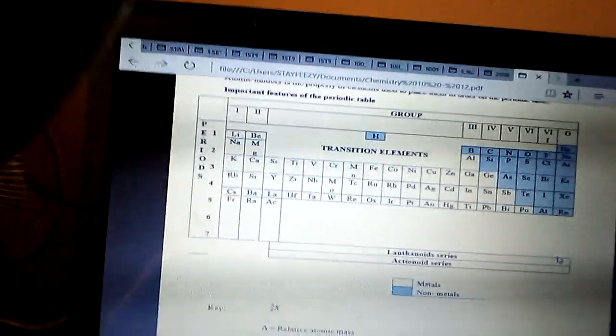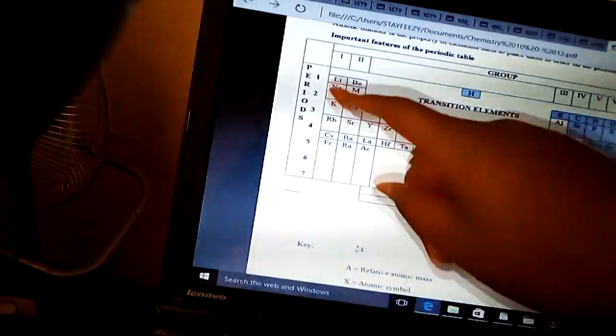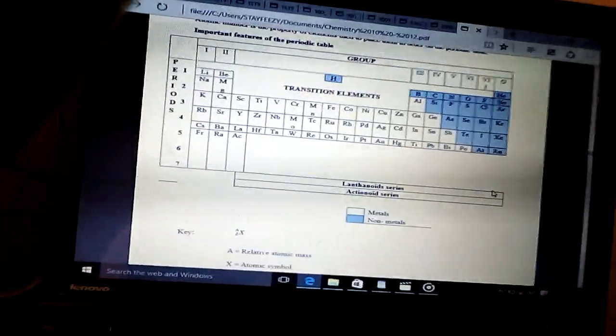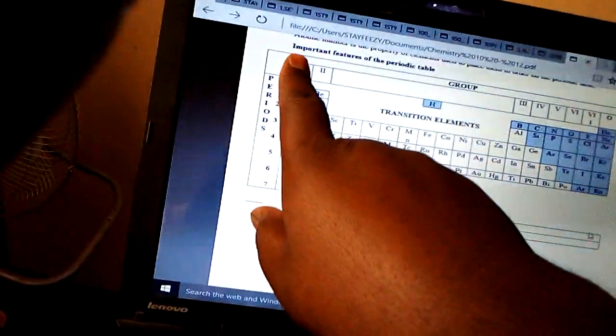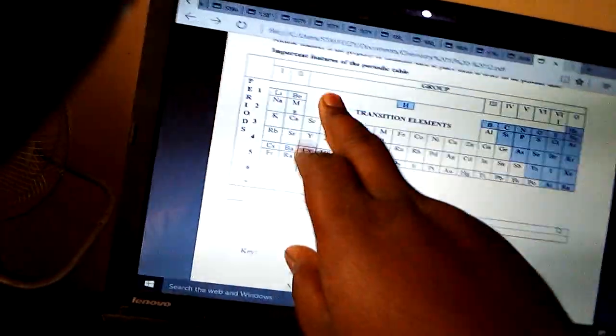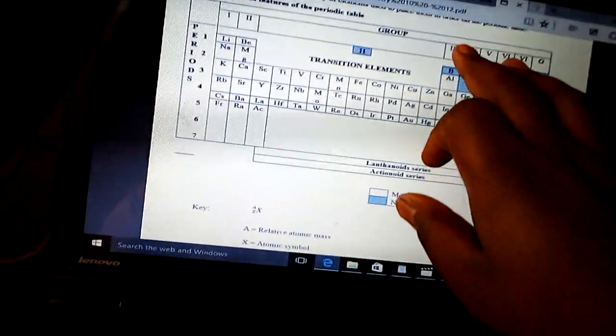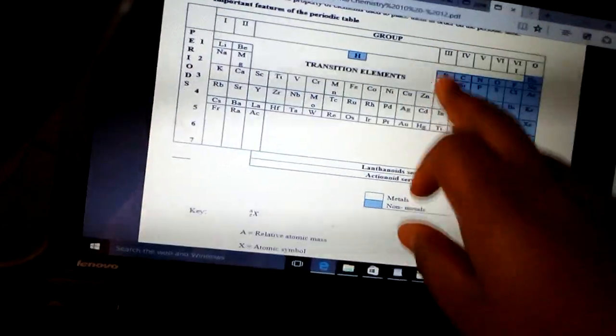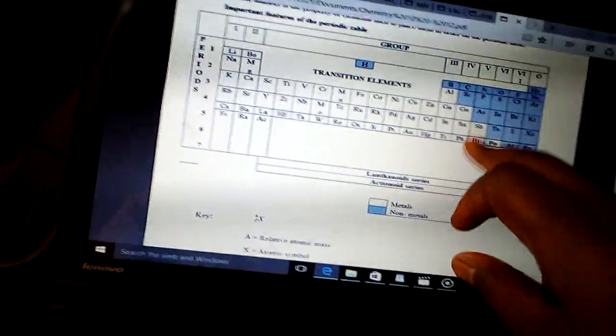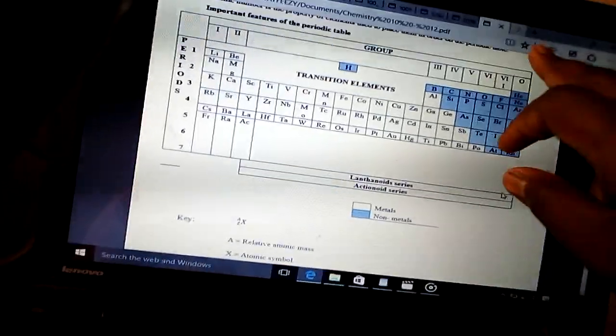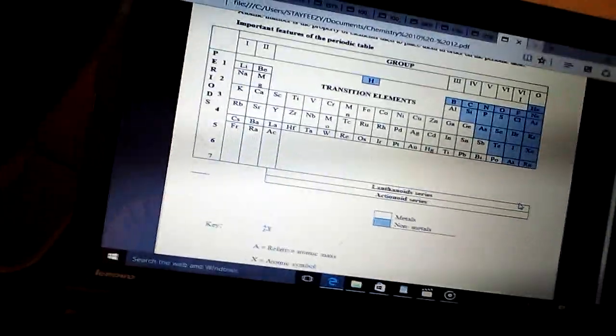Then the vertical lines, these lines like this, we call them groups. So we have group 1, group 2. Then these elements, the transition metals, don't belong to any group. Then you have period 3 here. Group 3, group 4, group 5, group 6, group 7, group 0, which is group 8.